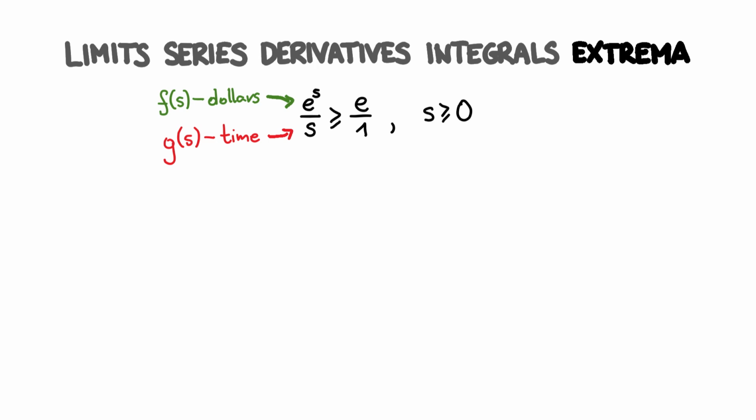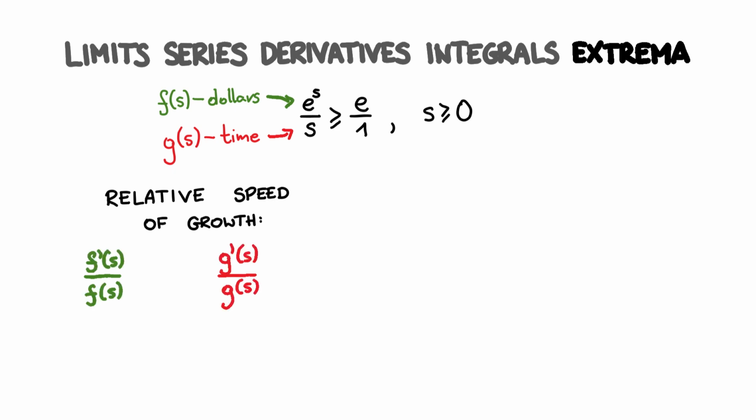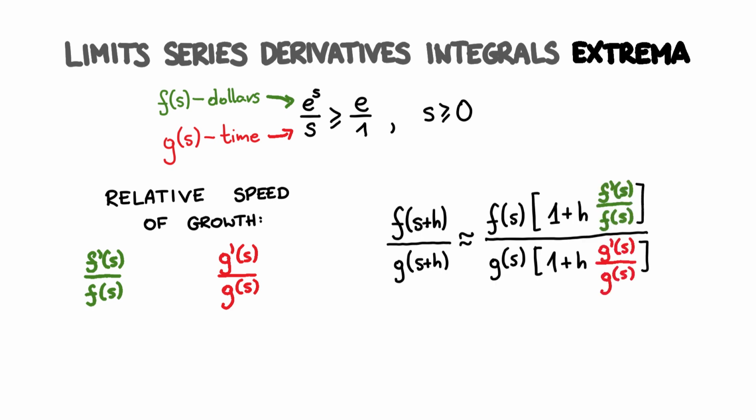We shall show that this ratio is the least favorable for s equal to 1, proving the inequality we focus on. Our idea is to study the relative speed of growth, that is, the ratio between the derivative of a function and the function itself. We make calculations separately for f and g. As the following formula shows, if the relative speed of growth is greater for f, then the ratio f over g should increase with s. Otherwise, the ratio should decrease as s increases.